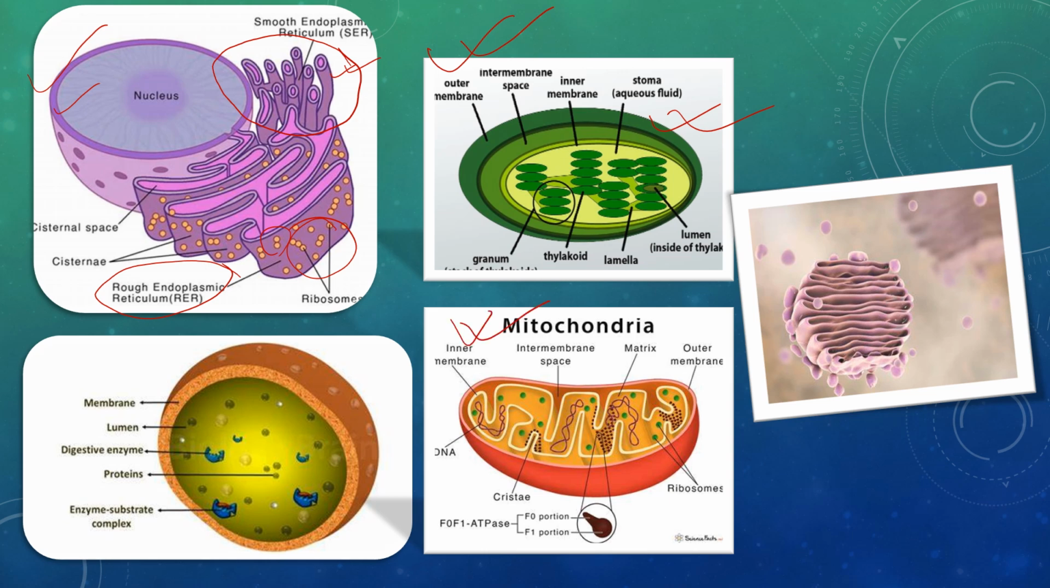Now we come to the powerhouse of the cell, the mitochondria. I have already told you the function of mitochondria, and that the outer membrane of mitochondria is like this and the inner membrane has finger-like projections. These finger-like projections are called cristae. The other detailed functions of these organelles you will be studying in a higher class, so it's not required now.